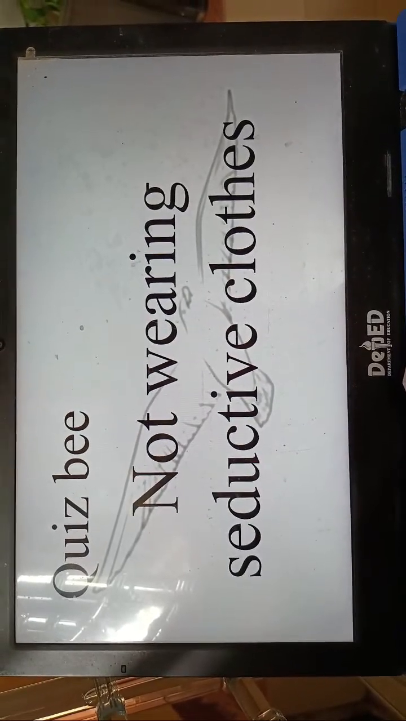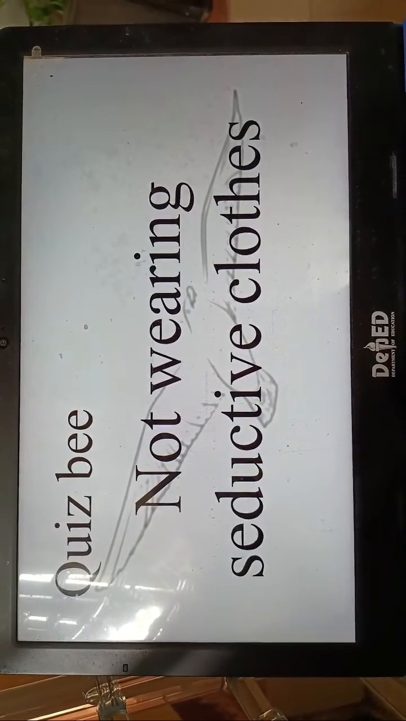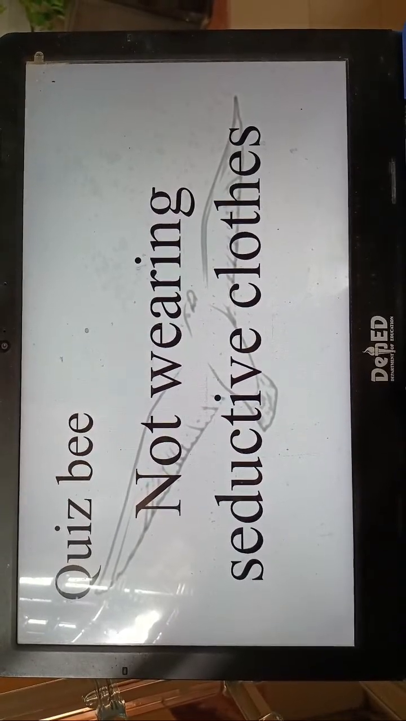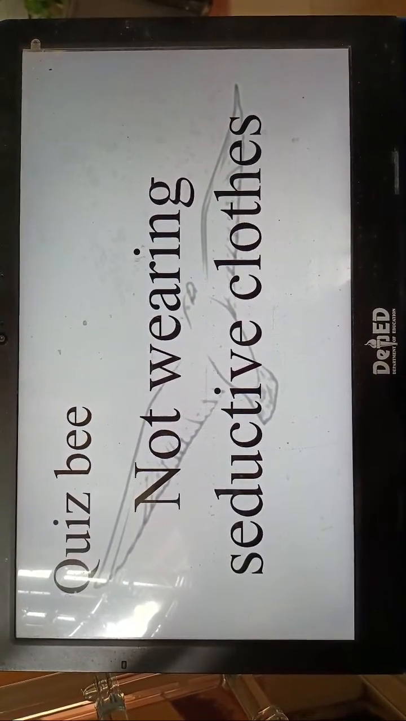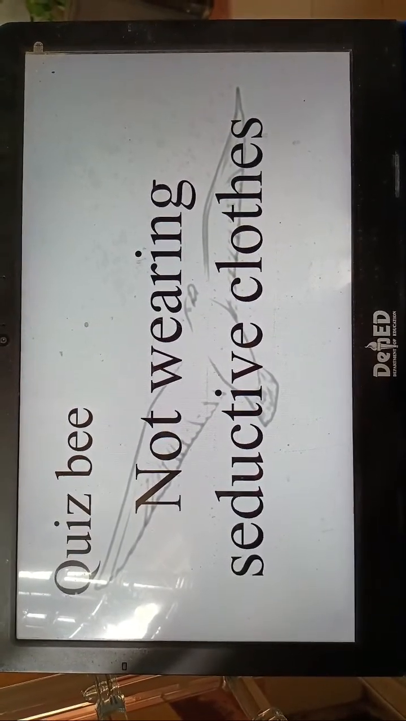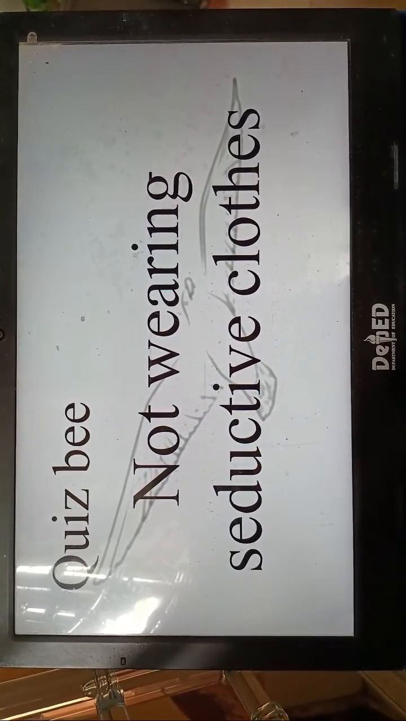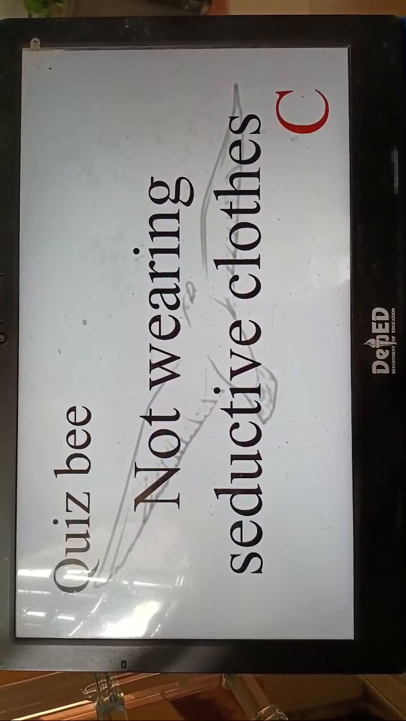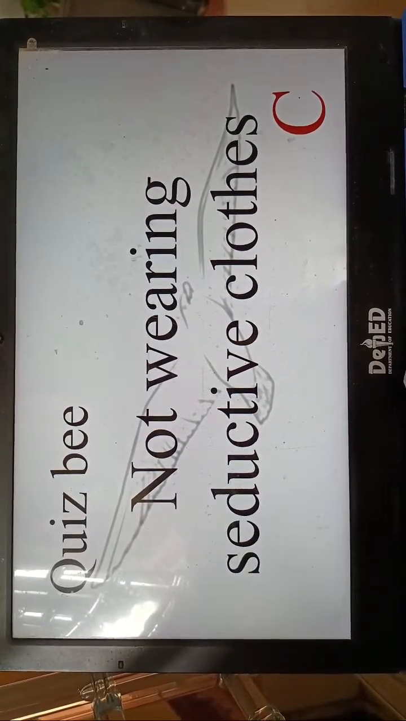Not wearing seductive clothes. Not only for ladies, also for men. You are not attracting eyes to what should not be seen. What is this? Physical, psychological, or moral freedom? When you do not wear seductive clothes, you are keeping your dignity. You make others respect you.